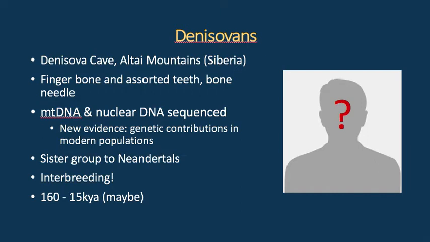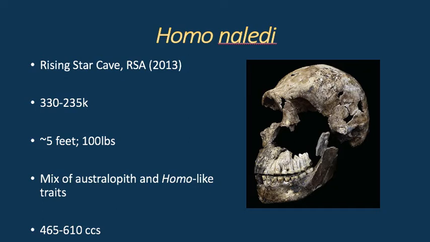A couple of other things. Homo naledi is a new specimen that was found in South Africa in 2013. You may have seen stories about this in the news. It was a pretty big deal when it was found. The material was found in a cave in South Africa. It's basically this cavern that was completely full of fossil remains. So we'll just not go into too much detail here. We'll just say the dates are listed here, 330 to 235.